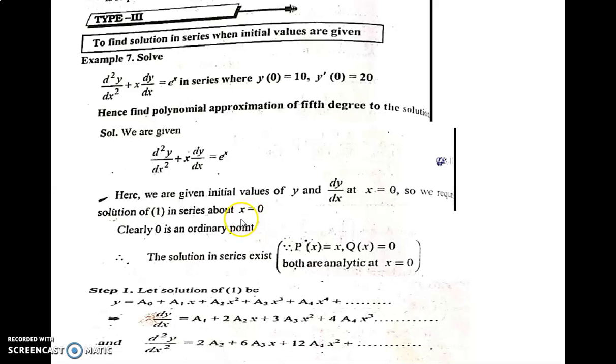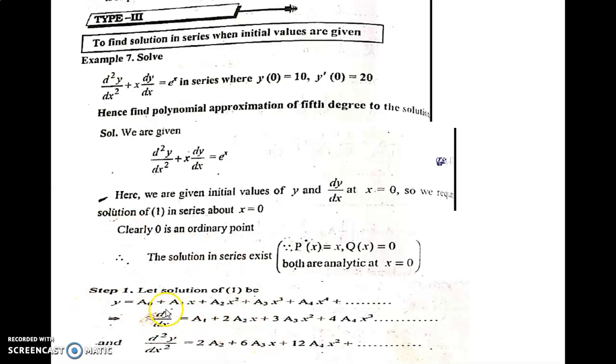How do we know which point to find the solution about? We are given the values at x is equal to 0. So we will find the solution in power series about x is equal to 0, and this becomes type 1. Clearly you have to check P(x) is equal to x here and Q(x) is equal to 0. So here 0 is an ordinary point because both are analytic. It is same as you have to find the ordinary point.